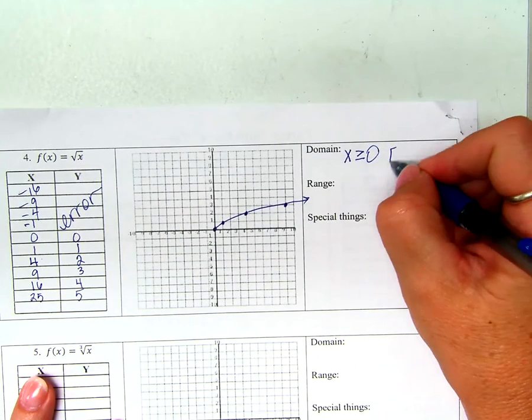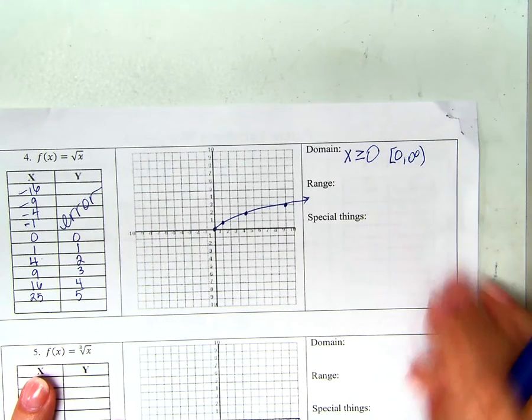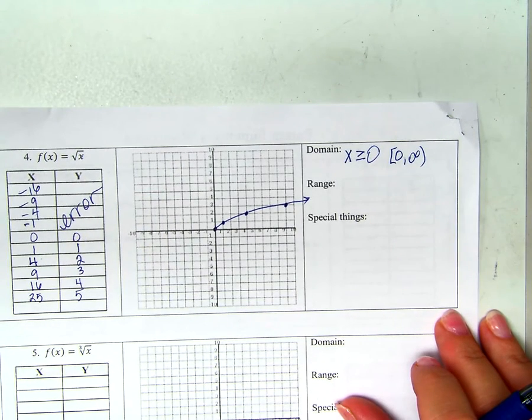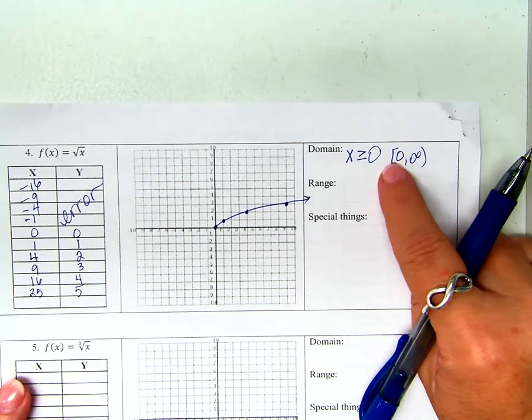And how do I write it the other way? Bracket 0, comma, infinity. Excellent. Bracket 0, comma, infinity, parenthesis, because 0 is included. That's why I have a bracket right there.